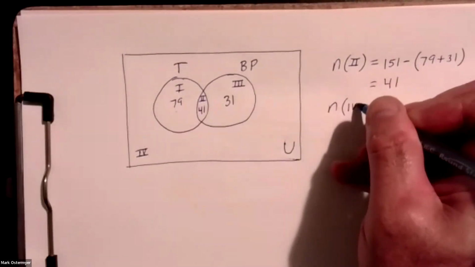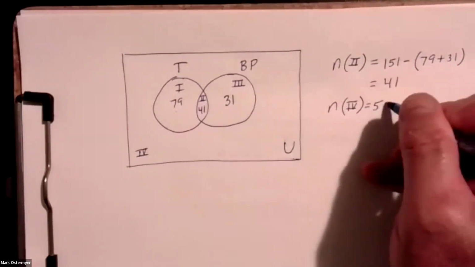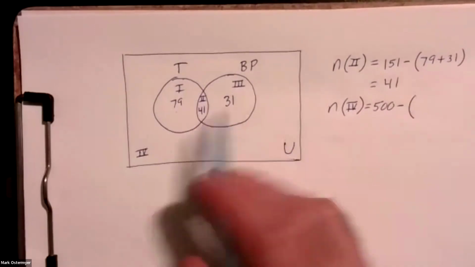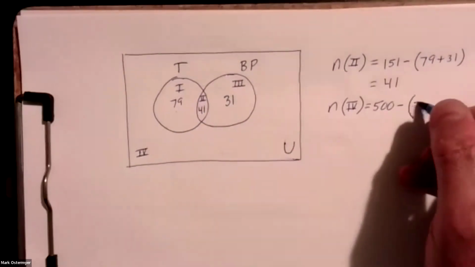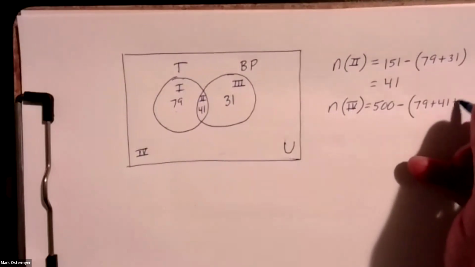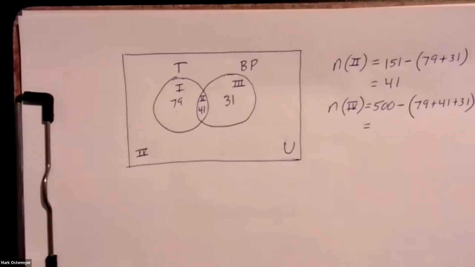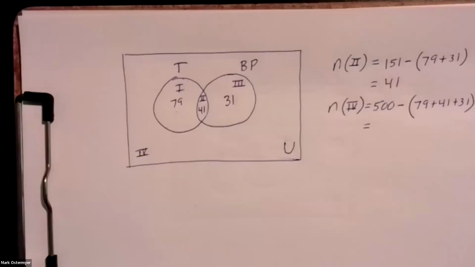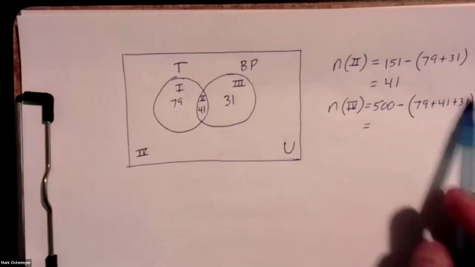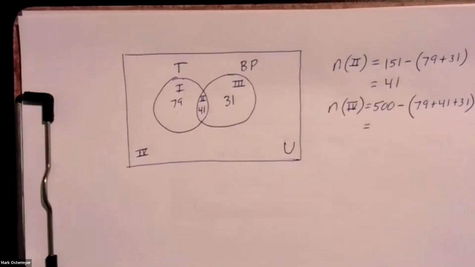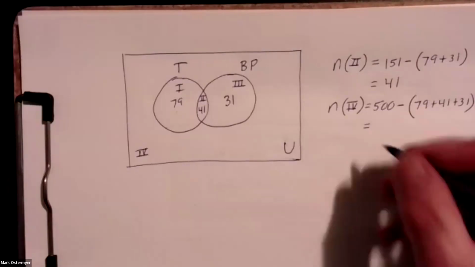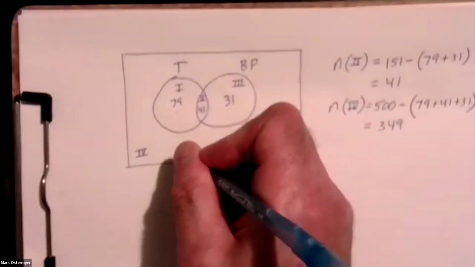So what's the cardinality of region four? Well, it's going to be 500 total people minus the sum of all the people that have been accounted for: 79 plus 41 plus 31. And what does that give you? That'll give you the cardinality of region four. It's going to be 500 minus the sum of these, so add all these up and subtract from 500. Try that out again. 349 sounds better. And that would be the cardinality out here.